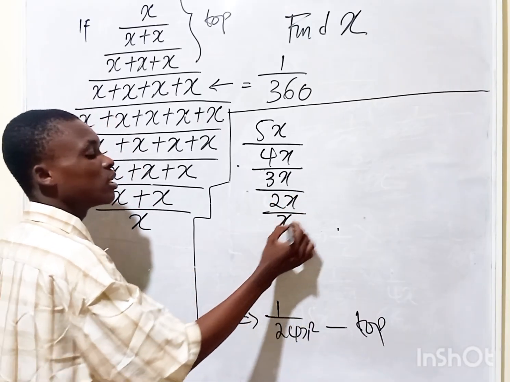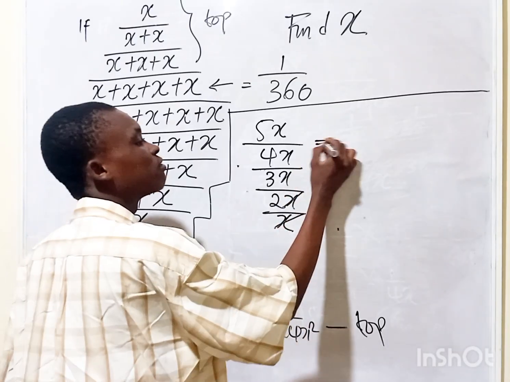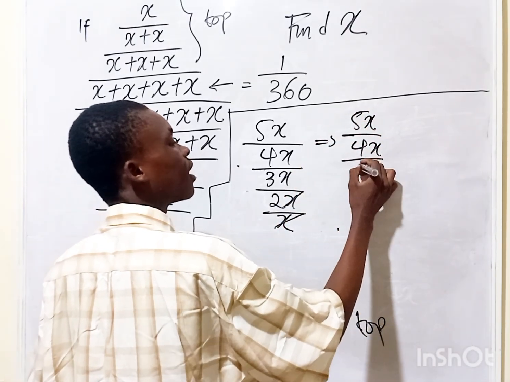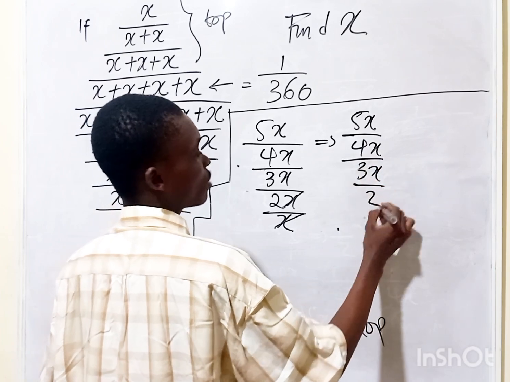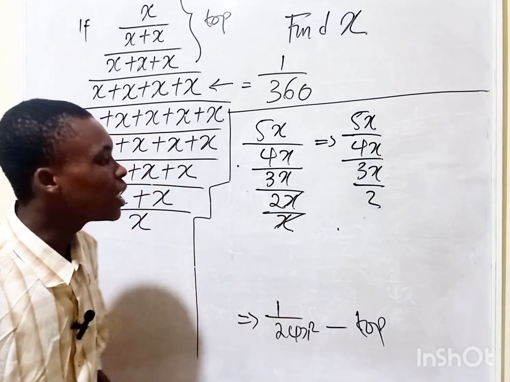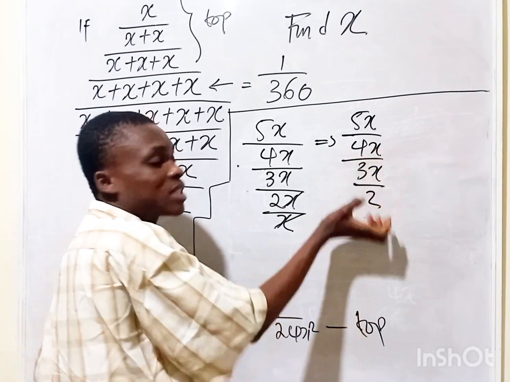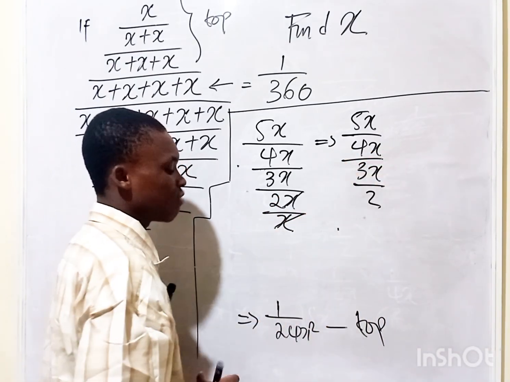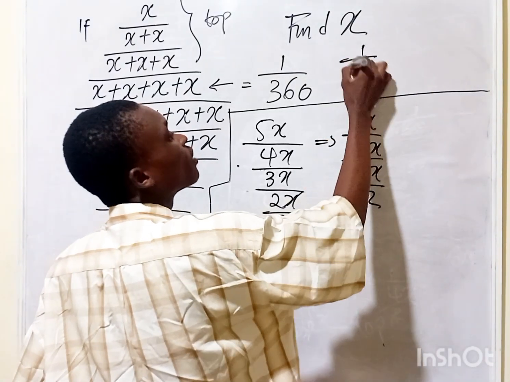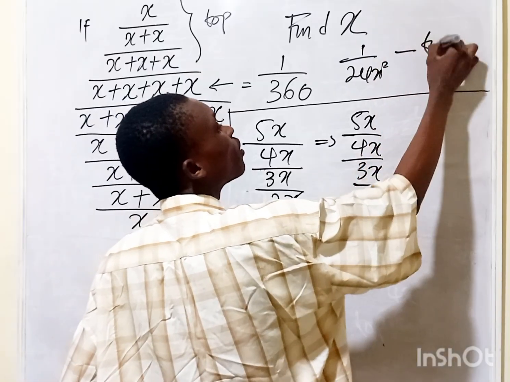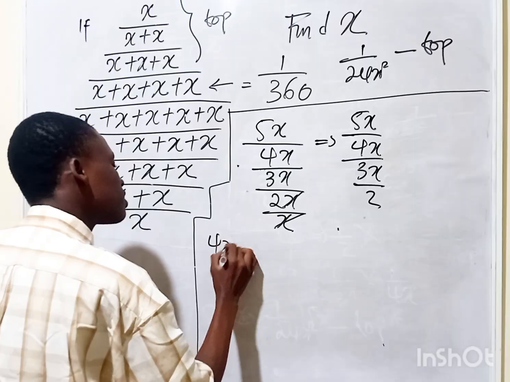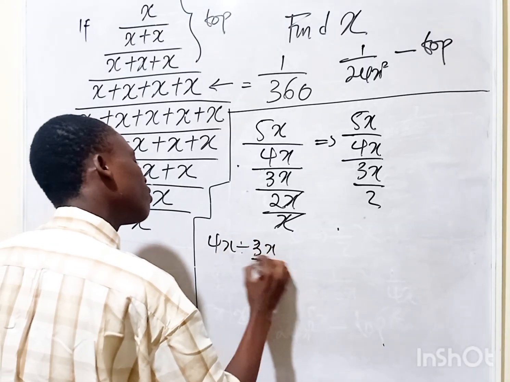So clearly, this one can cancel out this one. And what do we have? This implies that we have 5x over 4x all over 3x over 2. So clearly, since we are starting from the bottom, we'll say 4x divided by 3x over 2. Our top, the one we have as 1 all over 24x squared, is the top one. So from here, 4x divided by 3x all over 2.